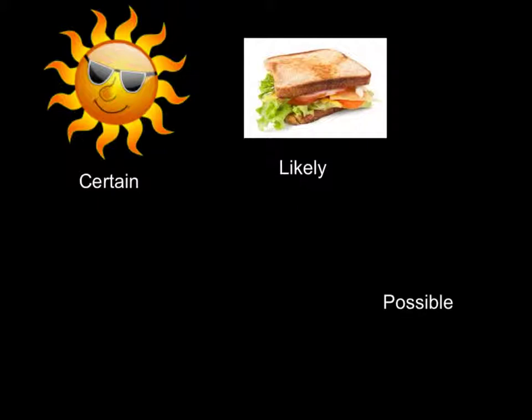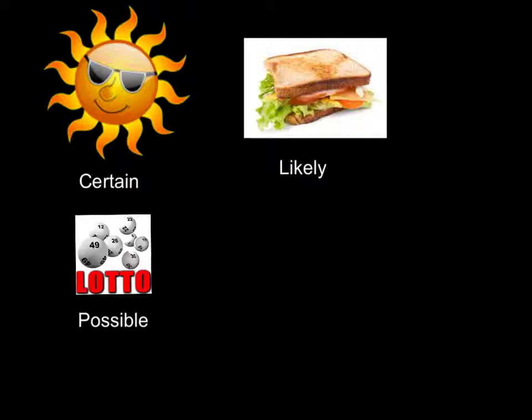Now, next word is possible. This is when things might happen, could happen. We can say that there's a possibility or that it's possible for them to happen. What sort of things are those? Well, this is one that the mums and dads would probably know about. It's possible that you might win lotto today. Possible. And there it is.